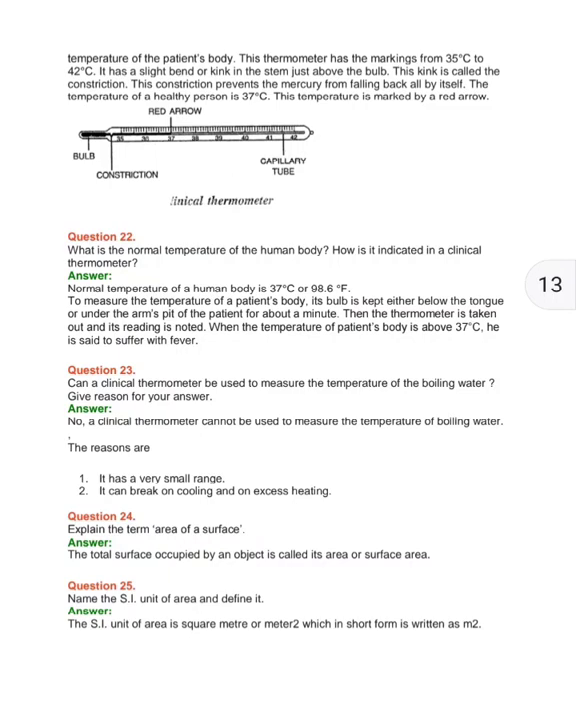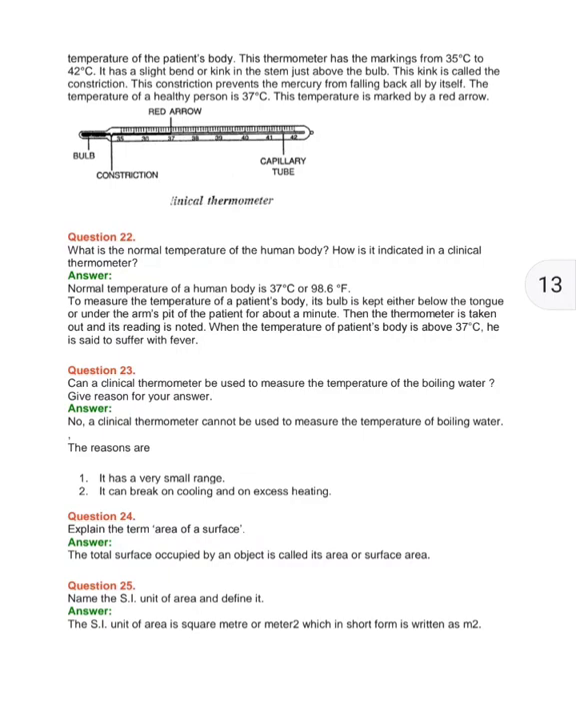It has a slight bend or kink in the stem just above the bulb. This kink is called the constriction. This constriction prevents the mercury from falling back all by itself. The temperature of a healthy person is 37 degrees Celsius. This temperature is marked by a red arrow. You can make this clinical thermometer in your copies for better understanding and completion of the answer.